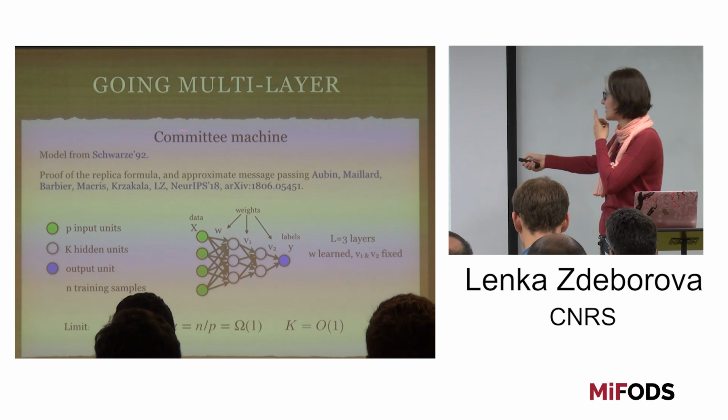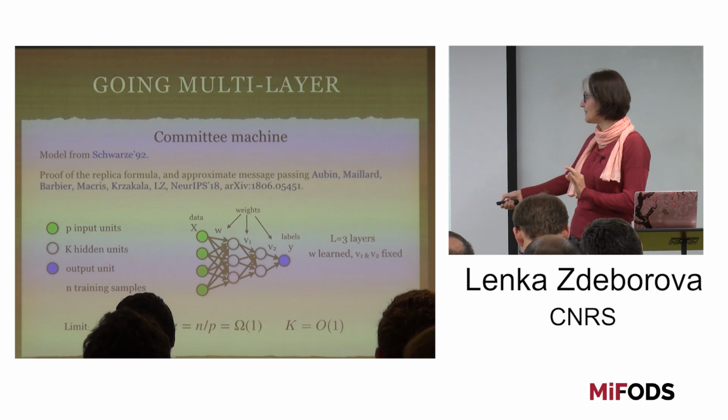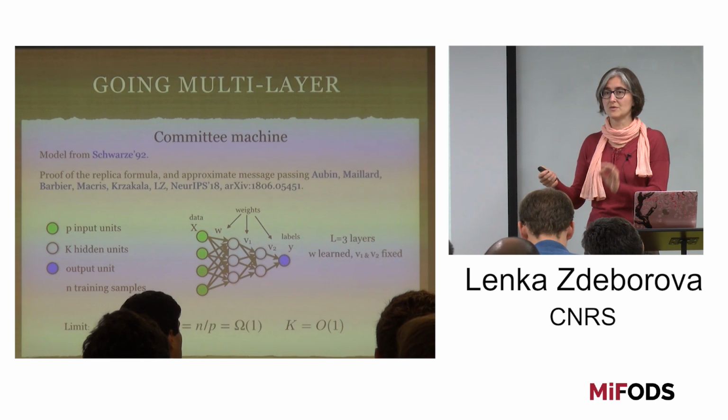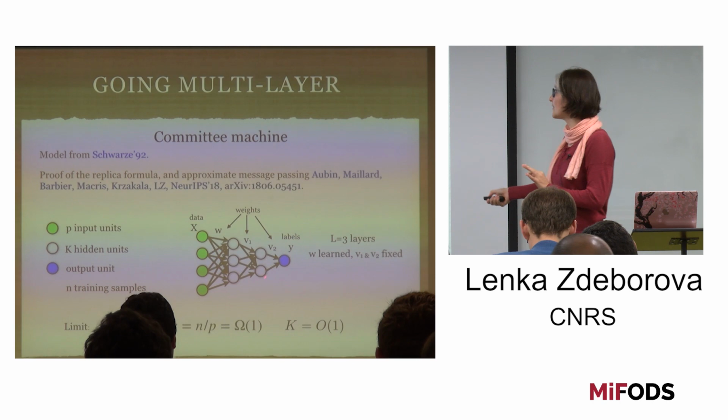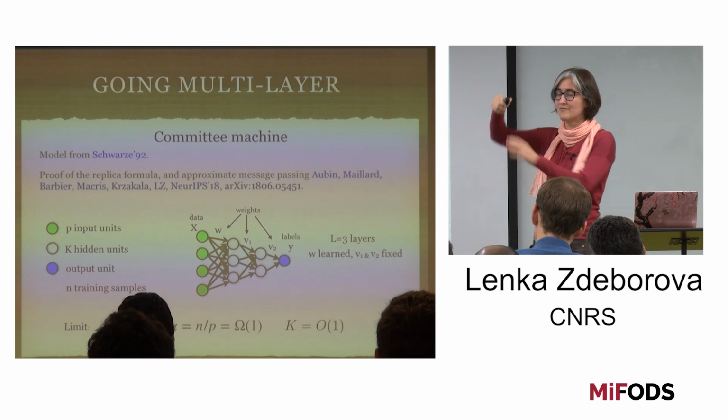It's a multi-layer neural network, which can have several layers if you want. But the caveat is that the limit in which our solution is valid is when the number of samples goes to infinity, the dimension goes to infinity, again with fixed ratio. So this is reasonable. And the number of hidden units stays of order 1. So there are very few hidden units, like 5. The dimension is very big, the number of samples is proportional, 10 times that, 5 hidden units. That's the setting in which the formula holds.